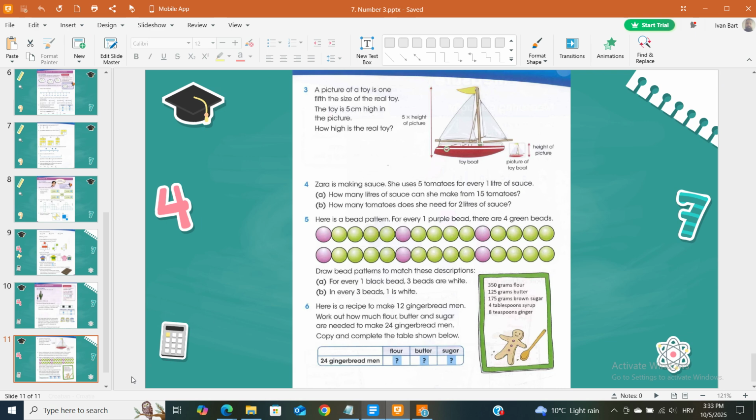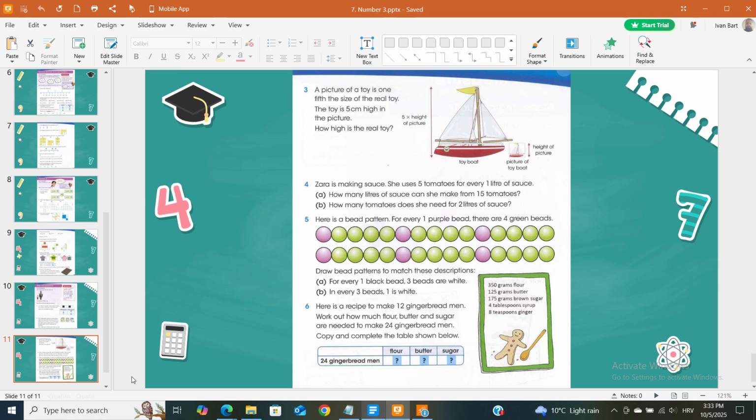Zara is making sauce. She uses 5 tomatoes for every 1 liter of sauce. A: How many liters of sauce can she make from 15 tomatoes? B: How many tomatoes does she need for 2 liters of sauce? Here is a bead pattern. For every 1 purple bead, there are 4 green beads.